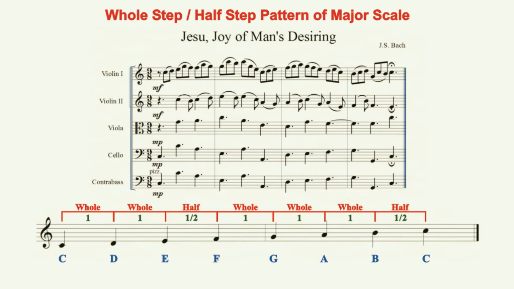Returning to our Bach excerpt in C major, and the scale that was harvested from it, we notice a pattern in the arrangement occurring between the whole steps and the half steps. Namely, whole step, whole step, half step, whole step, whole step, whole step, half step. Or, if you prefer, 1, 1, 1 half, 1, 1, 1, 1 half. This particular scale pattern of whole steps and half steps is what gives the music its major sound.